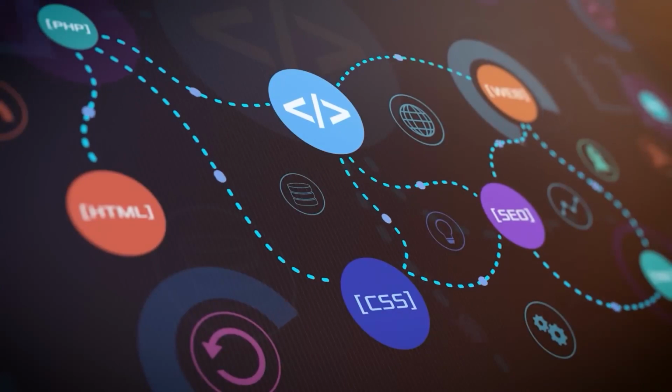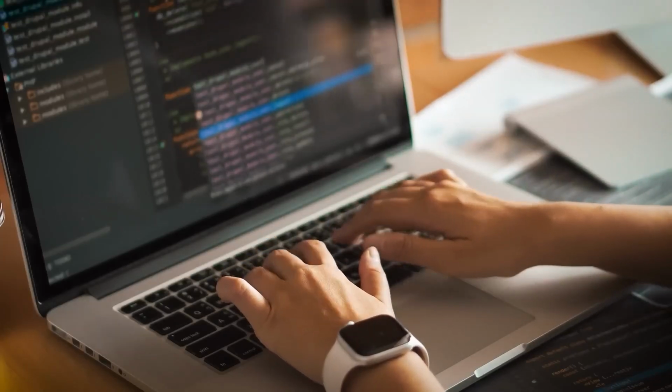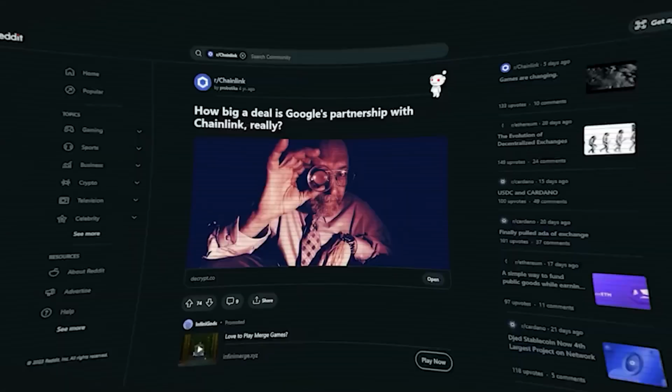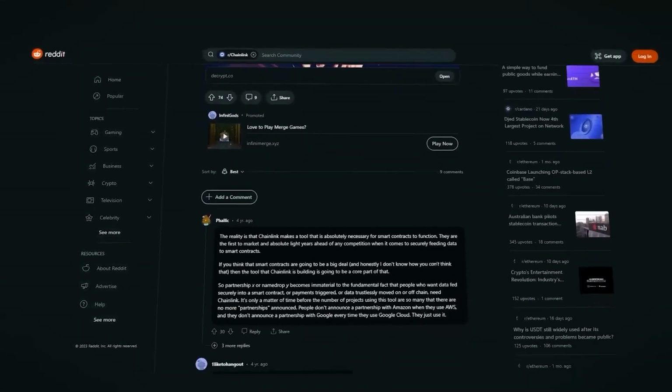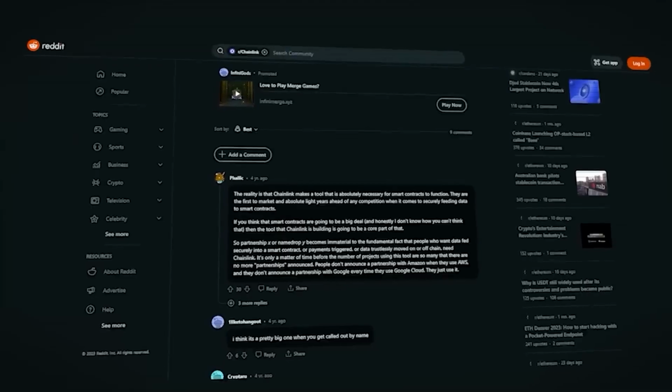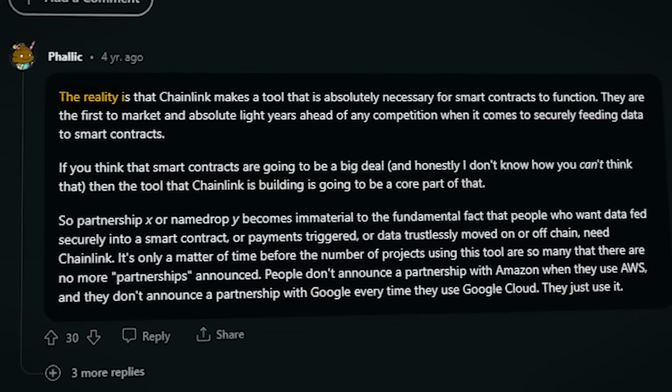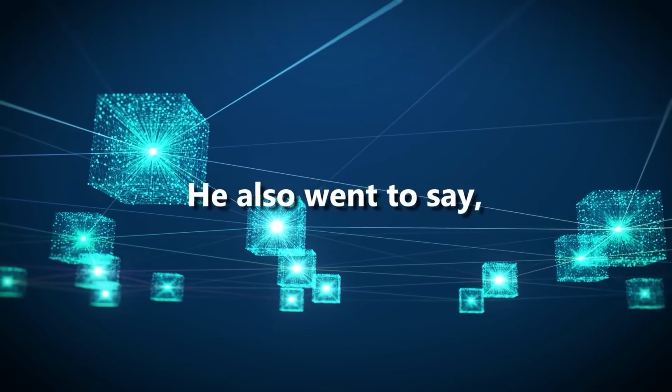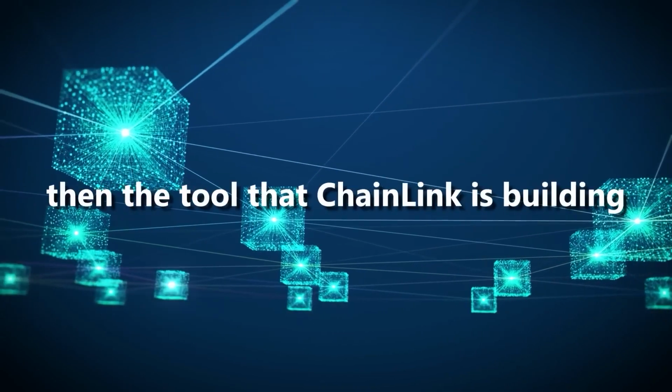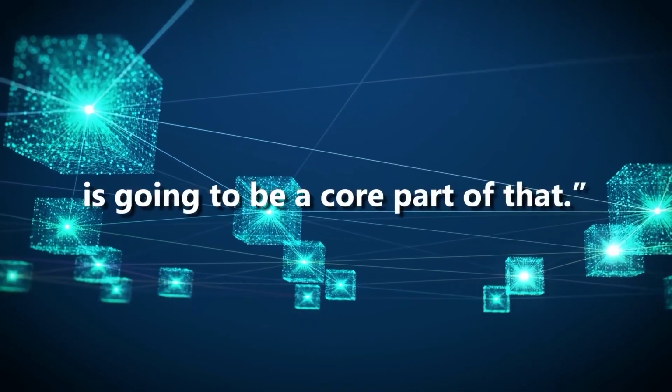As far as the question of Chainlink's future potential goes, the platform is continuously under development and still has a lot more yet to come. Talking about future potential, Falik, a crypto analyst on the Reddit Chainlink forum, said, "The reality is that Chainlink is unique because it makes a tool that's absolutely necessary for smart contracts to function. They are first to market and absolutely light years ahead of any competition when it comes to securely feeding data to smart contracts." He also went on to say, if smart contracts are going to be a big deal, then the tool that Chainlink is building is going to be a core part of that.